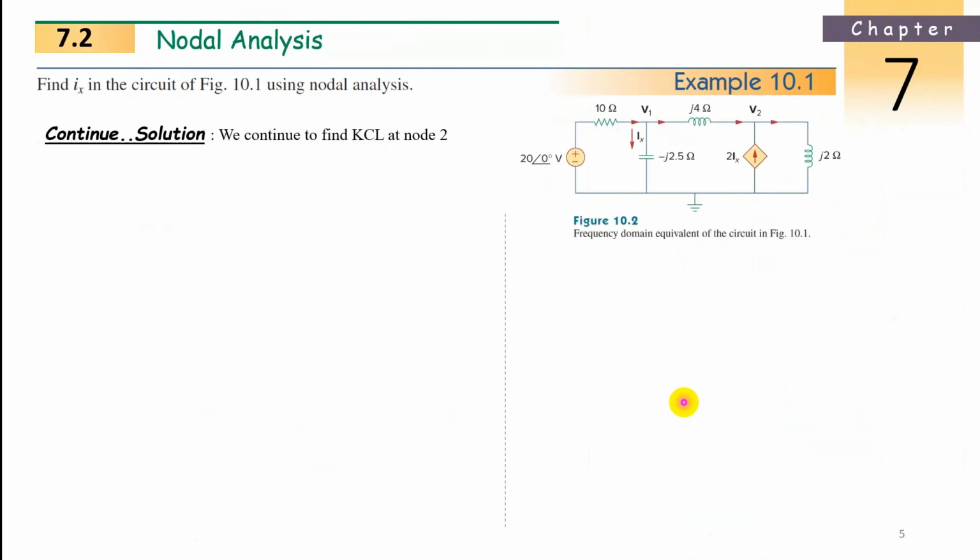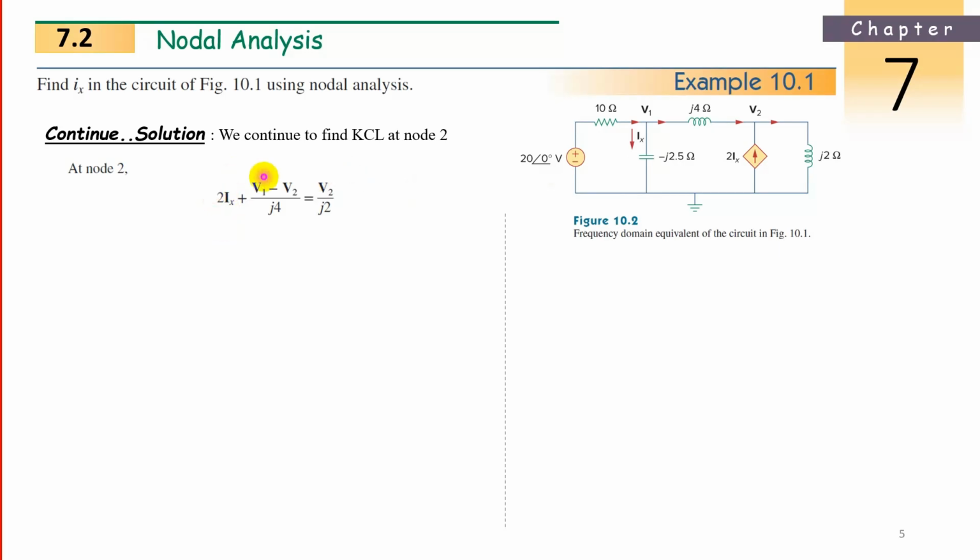At node 2, I'm starting with this one, that is my 2ix. 2ix is entering, first, plus (v1 minus v2) divided by j4. This is one side, because current entering equals current leaving. Current leaving is this one, v2 divided by j2, that is (v2 minus 0) divided by j2. Now what is ix? Ix is nothing but v1 divided by minus j2.5. So substitute here ix. So what happens? It is 2v1 divided by minus j2.5.